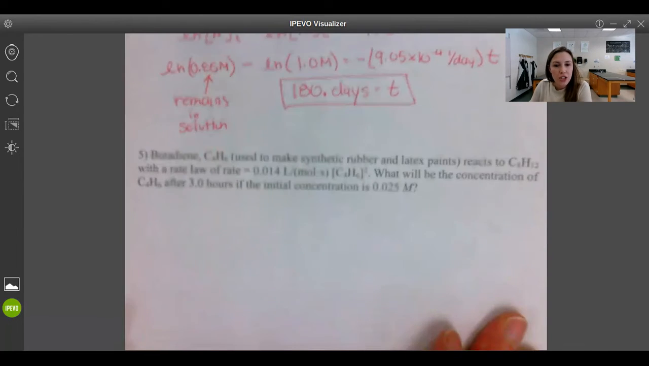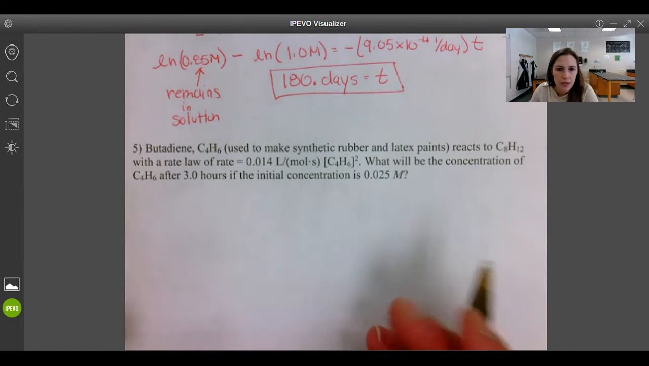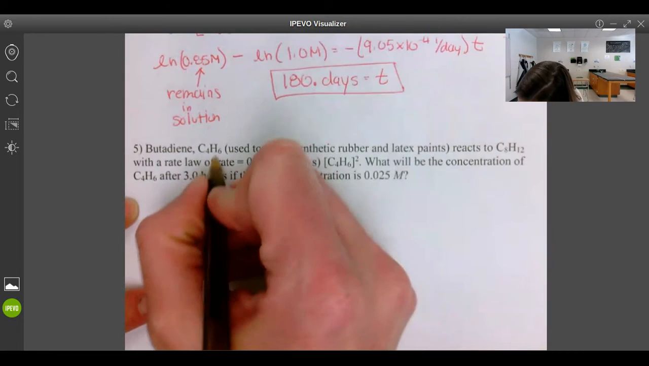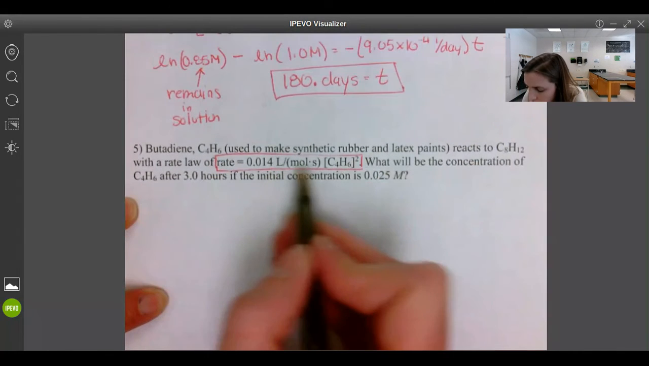Okay. All right, let's look at a second order rate law here. So here I have butadiene. It's reacting with, looks like octane there, and it gives us this rate law. So this is giving us a couple things. It's giving us the rate law, and it's giving us the rate constant, which match here.